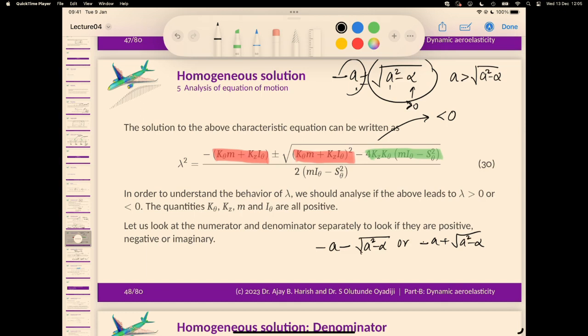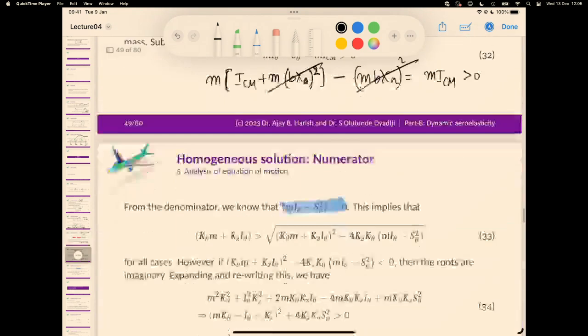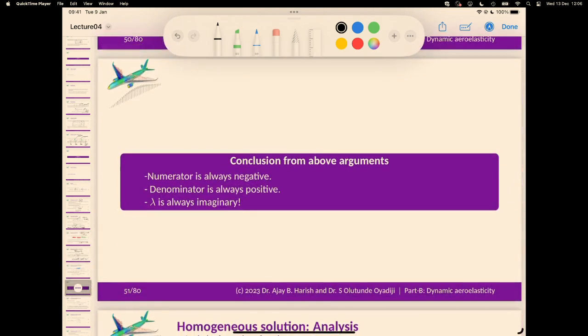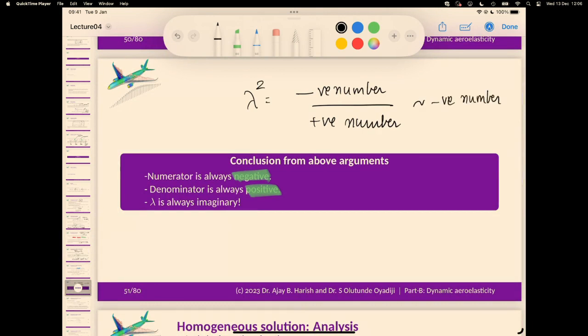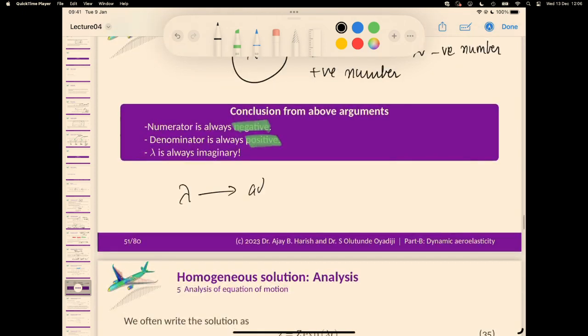Right. So it's always positive, which means that minus a minus a positive number is still negative, or minus a plus that number is still negative, because a is still greater than that term. Which means that our numerator is always less than zero, right? So our numerator is always negative, and our denominator is always positive. Which means we were now looking at lambda. So we have lambda square equal to a negative number divided by a positive number. Right? Which is nothing but a negative number. But then we have a square here. So if we take a square root of a negative number, we can say it's always imaginary.